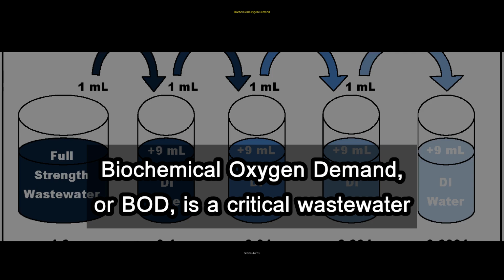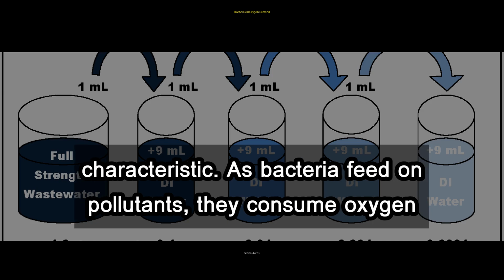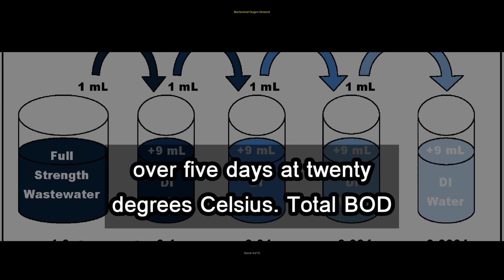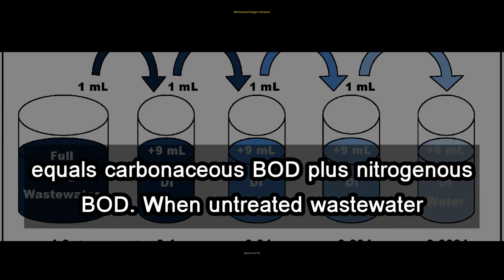Biochemical oxygen demand, or BOD, is a critical wastewater characteristic. As bacteria feed on pollutants, they consume oxygen from the water. The BOD test measures oxygen consumption over 5 days at 20 degrees Celsius. Total BOD equals carbonaceous BOD plus nitrogenous BOD.